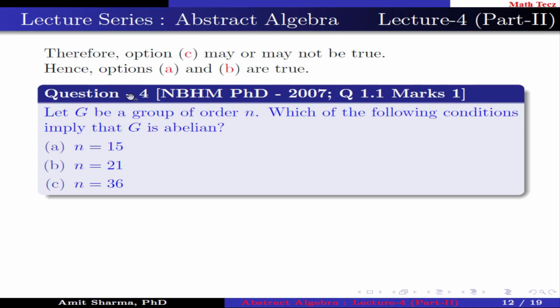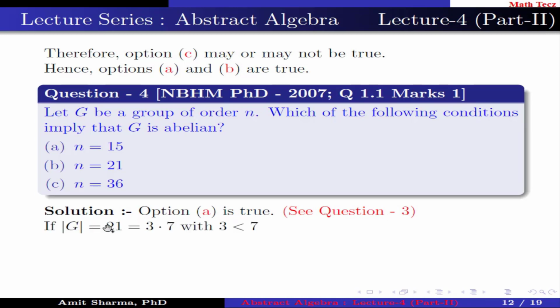Question number 4. This question was asked in the NBHM PhD exam in 2007. Let G be a group of order n. Which of the following conditions imply that G is abelian? Option A, n equal to 15. Option B, n equal to 21. Option C, n equal to 36. Option A is true. For more detail, see question number 3.